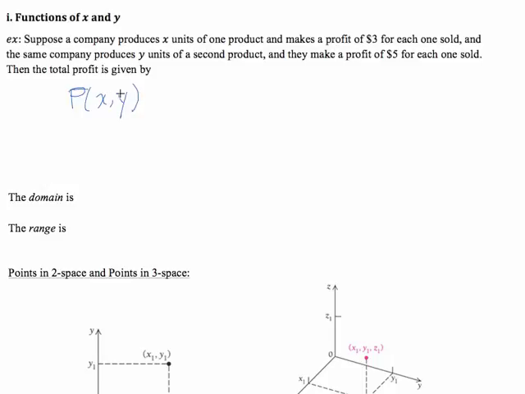So x and y are both inputs to the function P. It would equal, let's see, $3 for each of the x units sold, so 3x, plus $5 for each of the y units sold, so 5y.